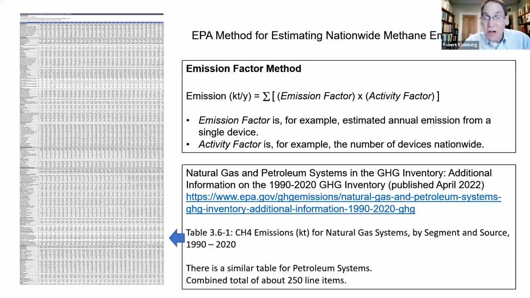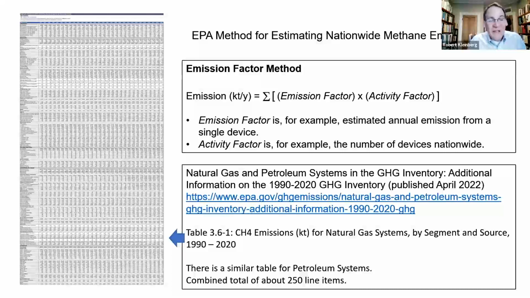So for each type of device or equipment type, you multiply those two things together, and then you sum over all the devices and equipment types, and that gives you the annual emission in kilotons per year of methane. Now, I have to say that the Environmental Protection Agency, as it implements this, is unbelievably fastidious.